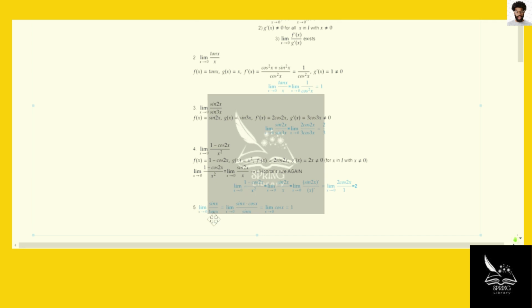And the last question is the limit of sine x over tangent x. Here we can solve this problem straightforwardly. Tangent x is sine x over cosine x. Therefore, this fraction, sine x over tangent x, transforms to cosine x. And the limit of cosine x when x approaches 0 is 1.